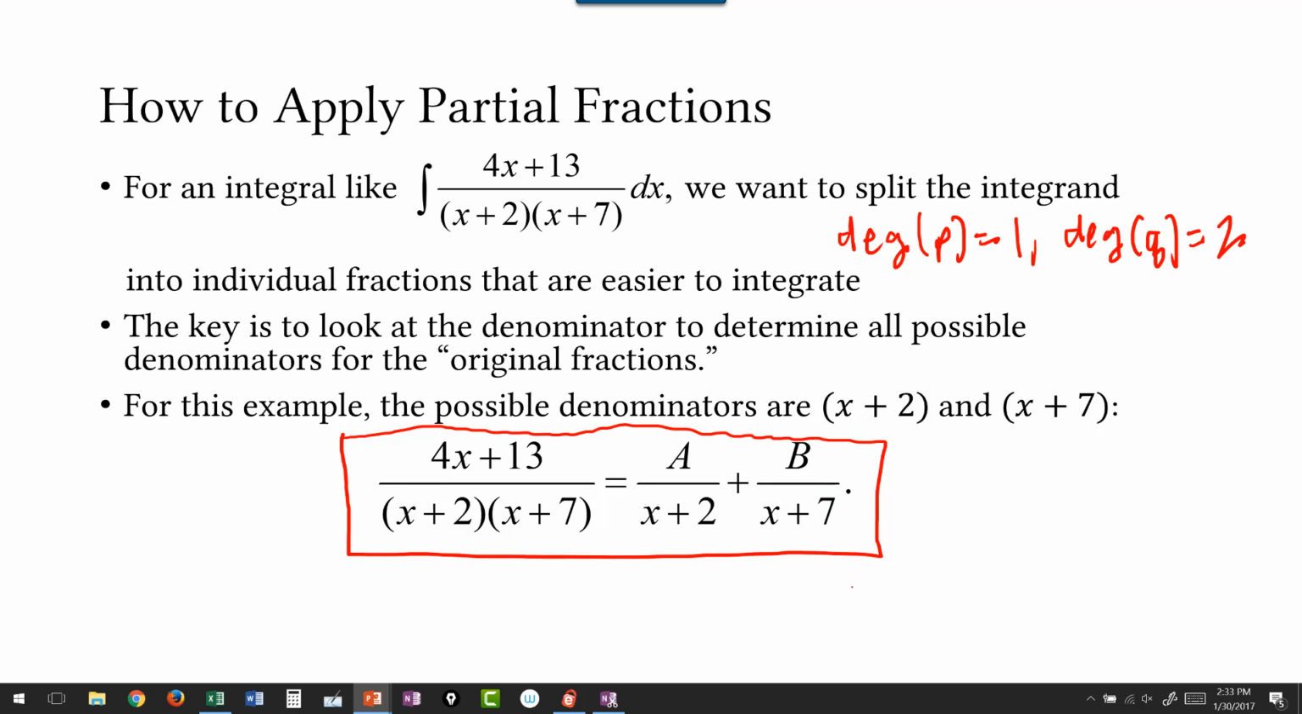If we can do that, then the integral will be much easier because we know how to integrate something like A over x + 2. That would be A times the natural log of the absolute value of x + 2. And same goes for B over x + 7. We'll get some constant times the natural log of the absolute value of x + 7. To find the A and the B, we have some algebra that we need to do, and we'll go through the steps required in the next example.